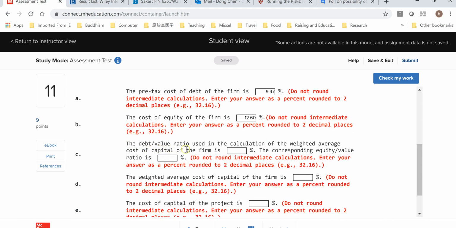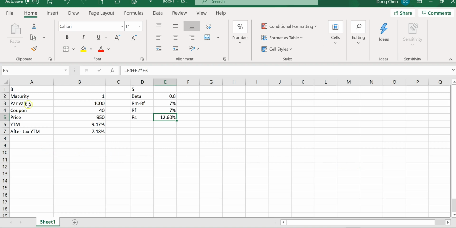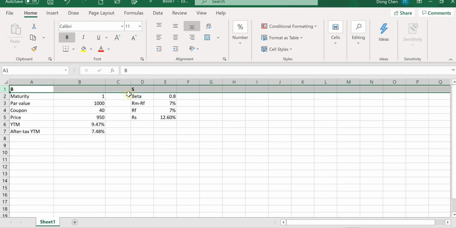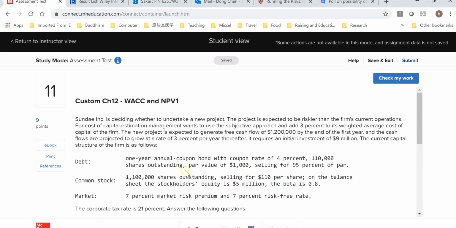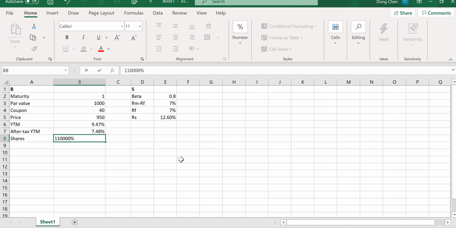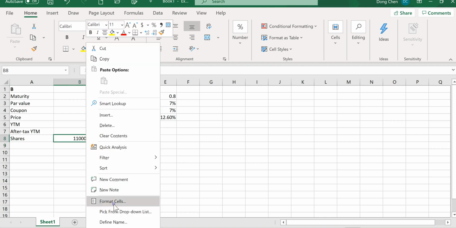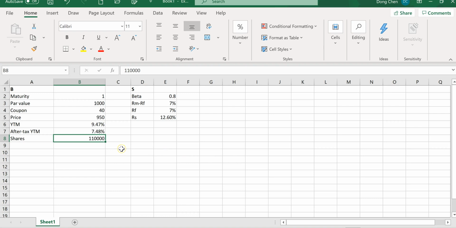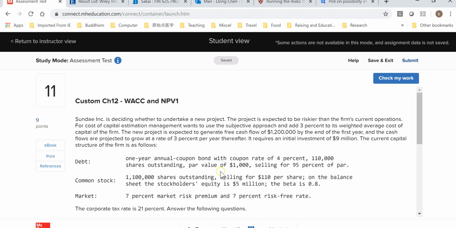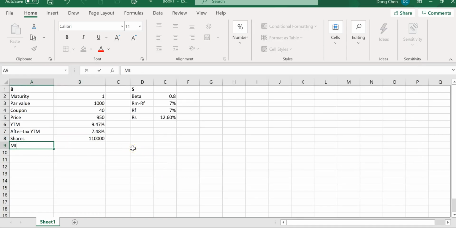12.60%. And then the debt value ratio used in the calculation of the weighted average cost of capital of the firm is, again, as we mentioned, we need to use market value based numbers. So about this B and S, the debt shares outstanding, as provided, we have 110,000 shares. I don't want to keep this as a percent, so just use the number. And the price is, so the market value of B is simply the price times the shares outstanding. All right, that's the market value.